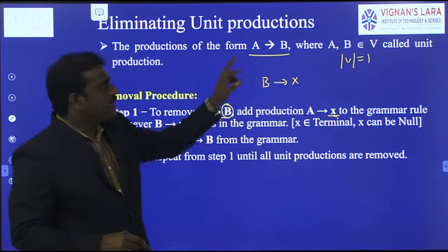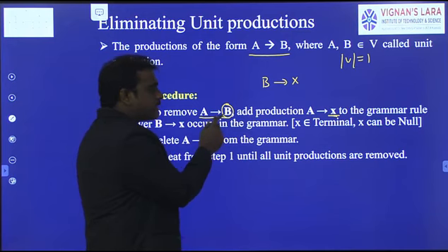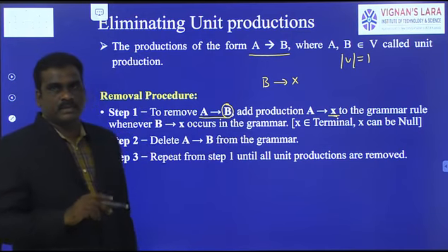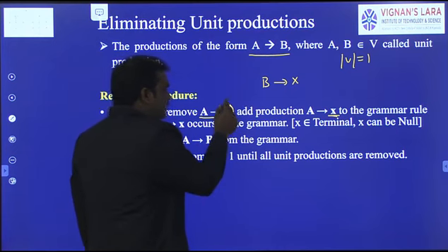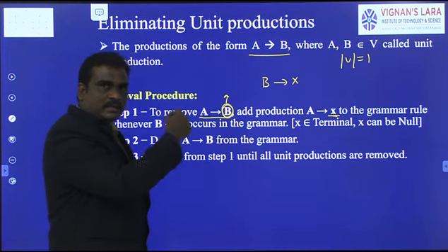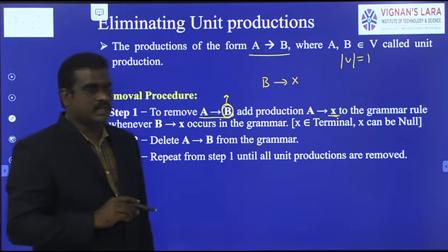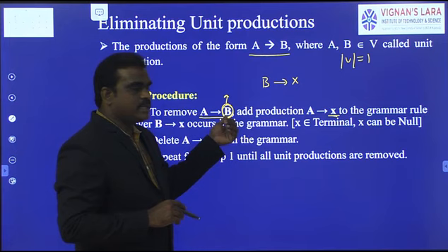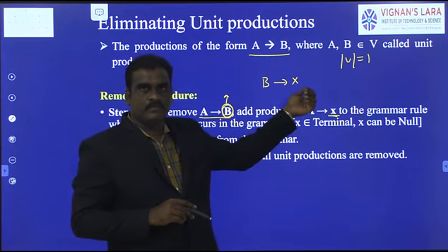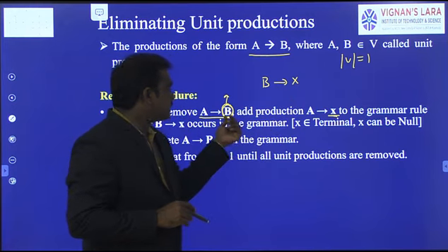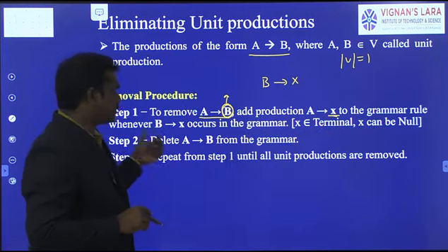What is meant by unit production? A unit production means both left hand side and right hand side contain a single non-terminal symbol. If it is a single non-terminal symbol, it is a unit production. Other than a single non-terminal, it is not a unit production. That's why B is a non-terminal and each and every non-terminal has some production. Now simply B is replaced with those productions. This is the approach.